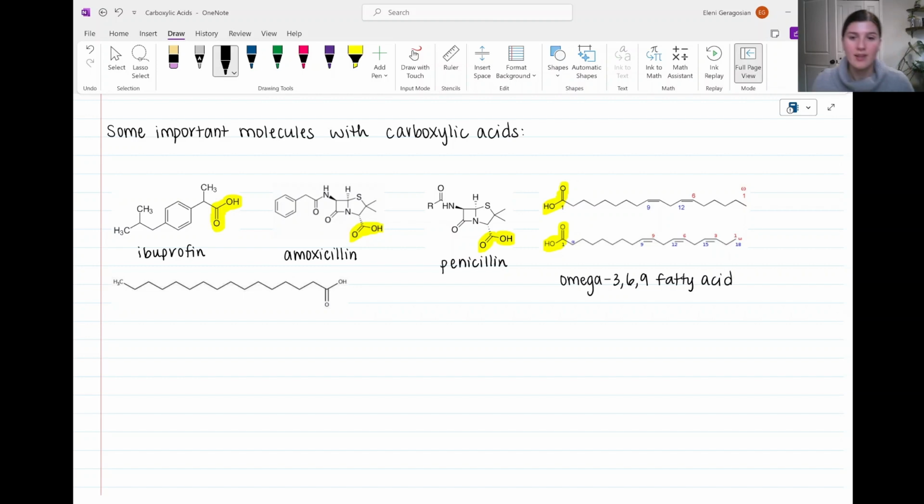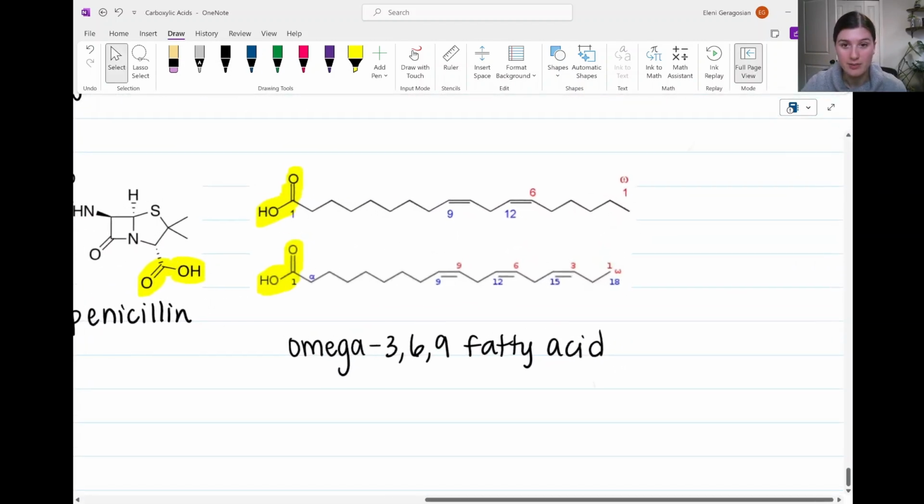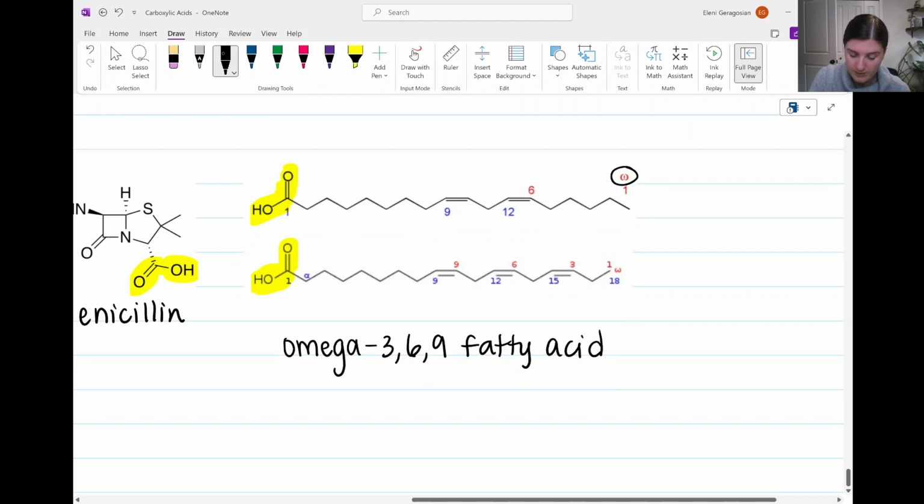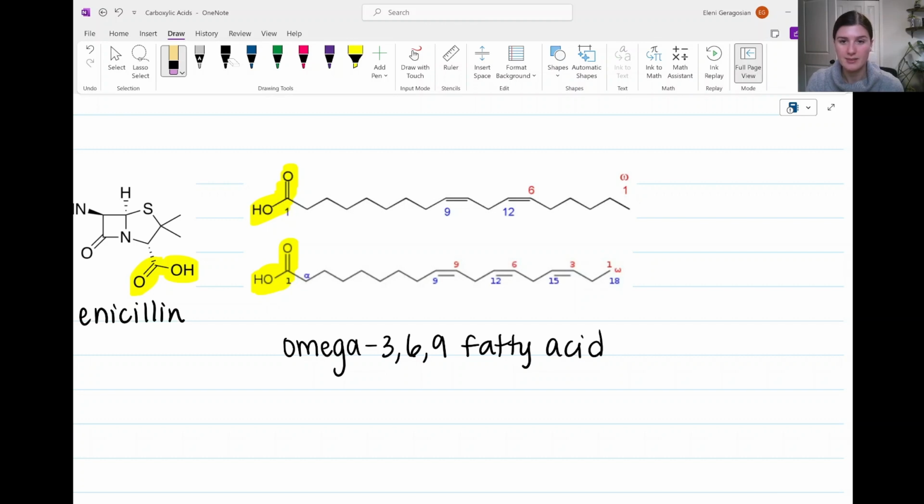So omega-3, omega-6, omega-9, those numbers indicate where there is a double bond in the fatty acid relative to the omega end of the molecule. And so the omega end is the end without the carboxylic acid. If I zoom in here, you'll be able to see, here's an omega letter. So the omega end is the opposite end from where the carboxylic acid is.